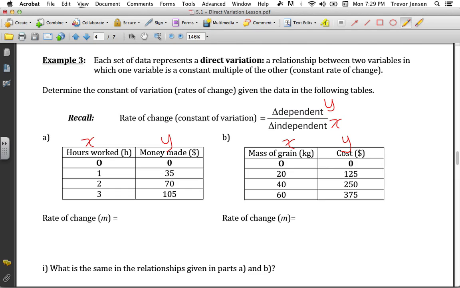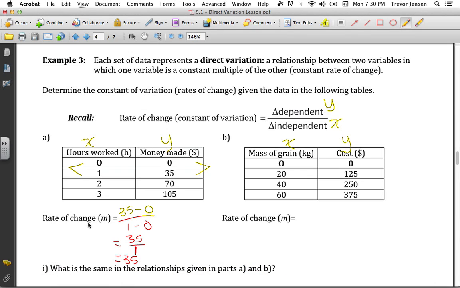If you remember, a direct variation has a constant rate of change the whole time. So you can choose any two data points to calculate your rate of change. I'm just going to keep it simple by choosing the first two data points. So I'm going to find the difference in y: the difference between the first two data points, 35 minus 0, divided by the change in x. If I use the first two data points for y, I have to use the first two for x as well to get the right constant of variation. So 1 minus 0, that is 35 over 1, which equals 35.